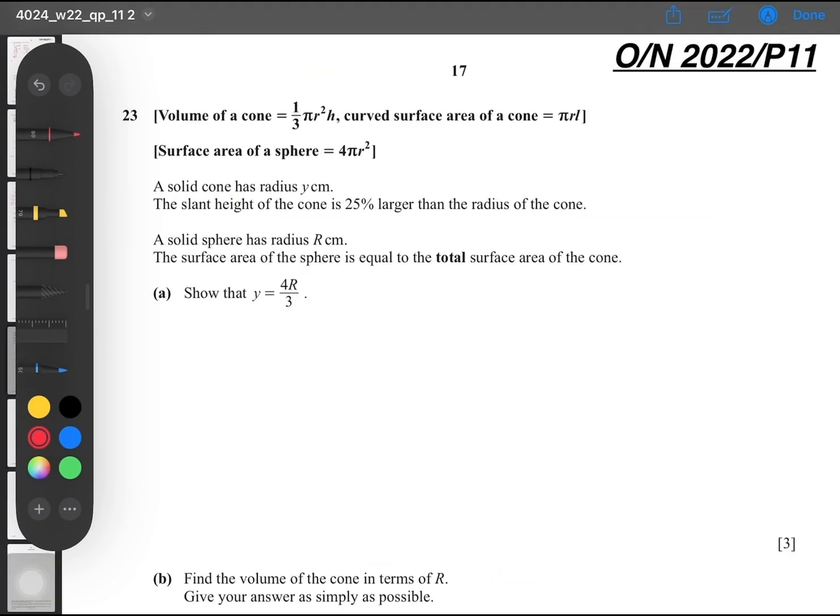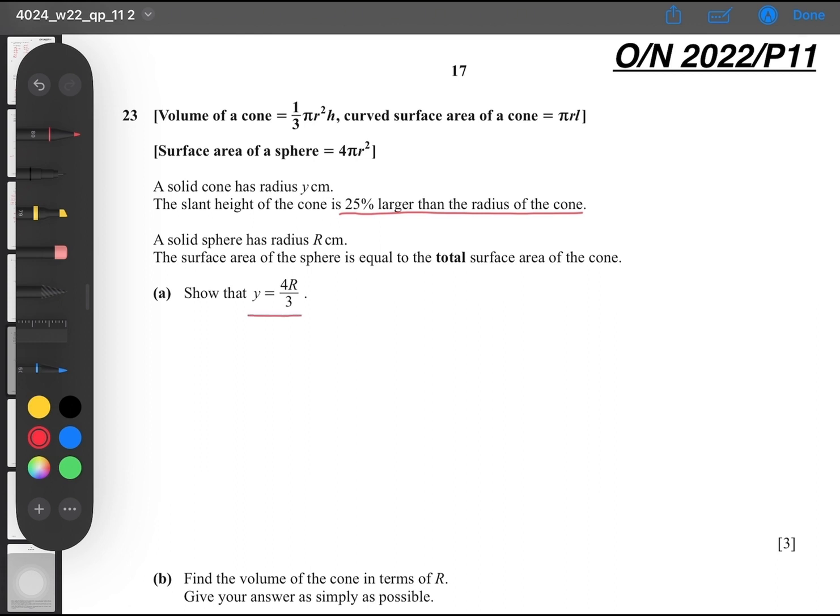Question number 23. Volume of the cone is equal to 1 over 3 pi r squared h. Curved surface area of the cone is equal to pi r l. Surface area of a sphere is equal to 4 pi r squared. A solid cone has radius y centimeters. The slant height of the cone is 25% larger than the radius of the cone. A solid sphere has radius r. The surface area is equal to the total surface area of the cone. Part A. Show that y is equal to 4r over 3.